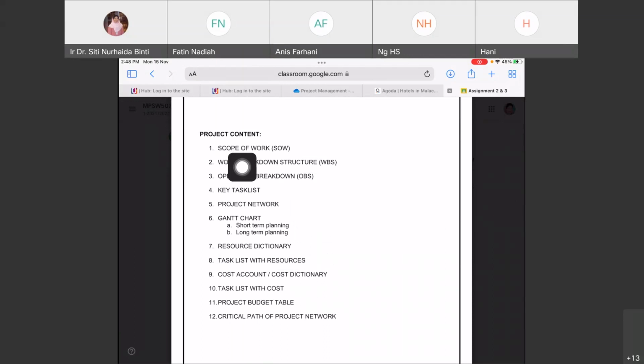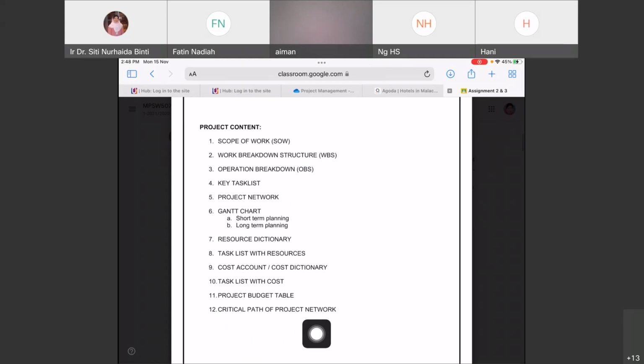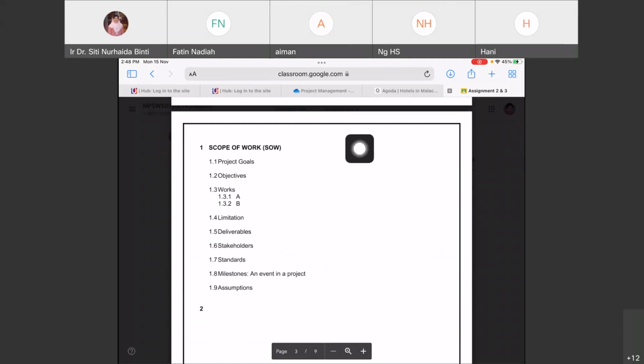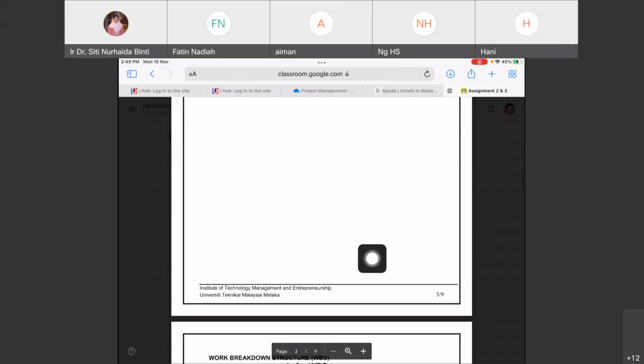We have scope of work, work breakdown structure, OBS, key task list, project network, Gantt chart, resource dictionary, task list with resources, cost account and cost dictionary, task list with cost, project budget table, and critical path network. I asked a lot of things, but I give you an example of how to do it. This is an example of scope of work. In your risk response planning, of course, you have some scope of work. So you have your project goals, objectives, work, limitations, deliverables, stakeholders, standards, milestones, and assumptions.